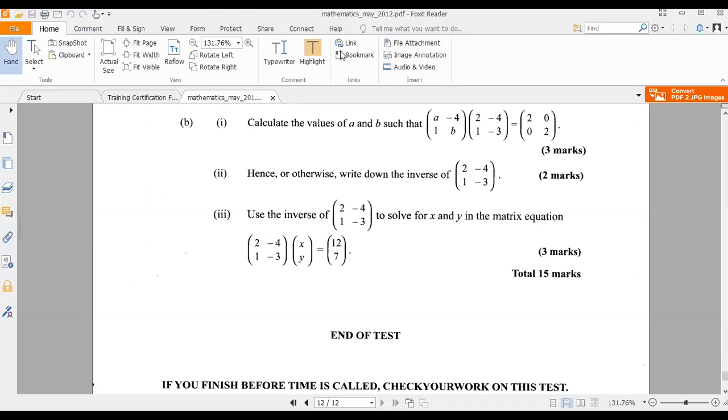Anyone? Anyone want to try? Come on, exams is Wednesday, no? Exams is right around the corner, right? So it's Wednesday.